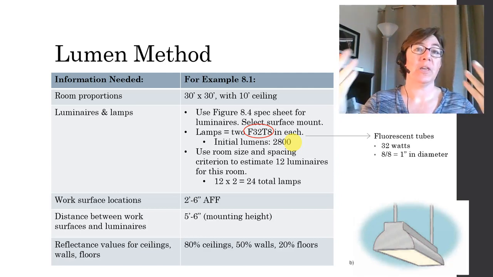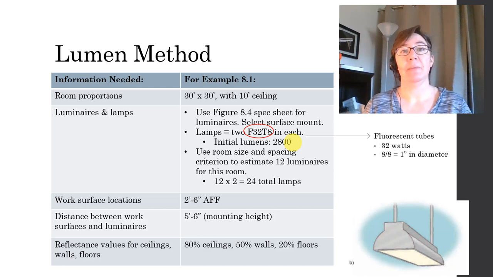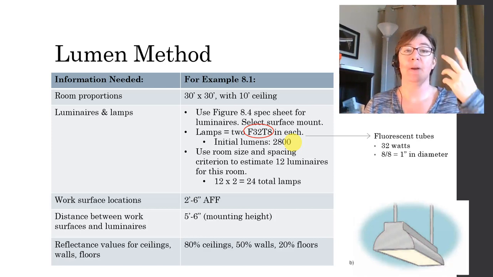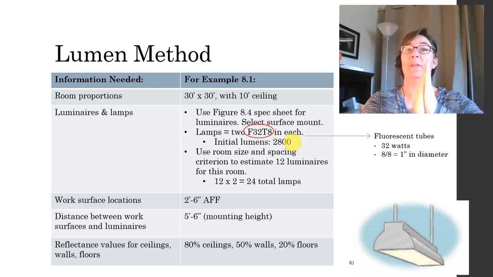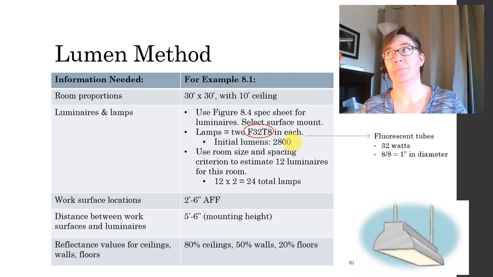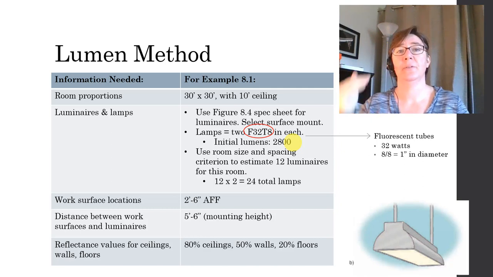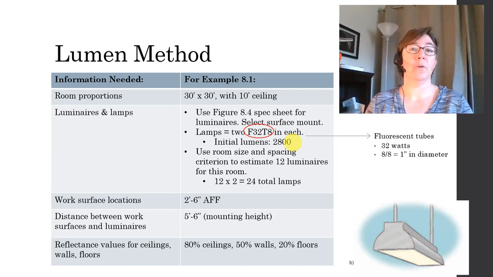Remember the depreciation that happens over time and the degradation. And so we're interested in how many lumens it puts out in the initial phase when it's a brand new lamp. And then we'll use the light loss factors to account for how it loses performance over time.